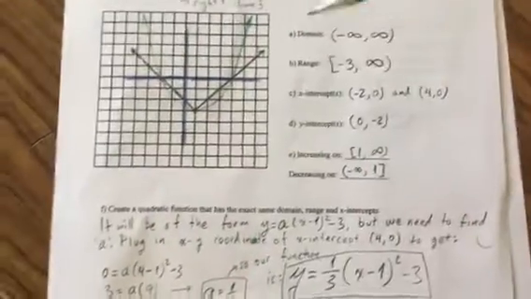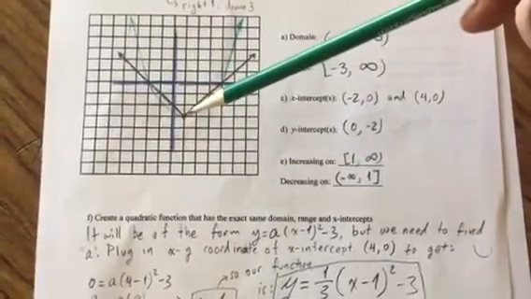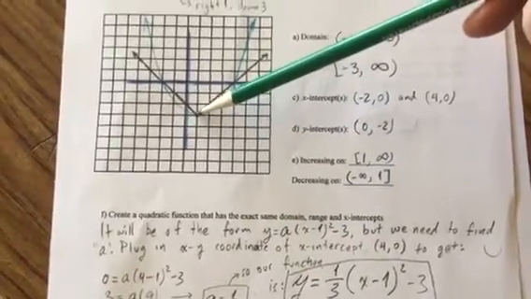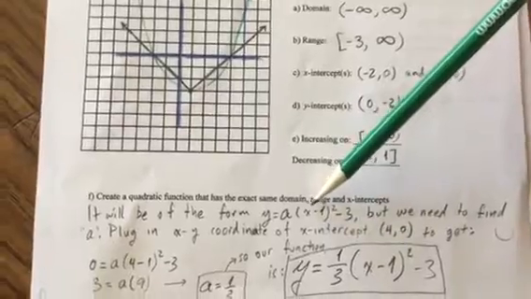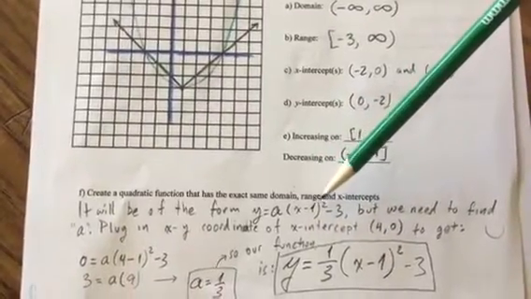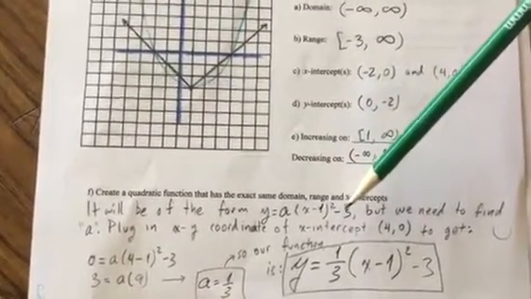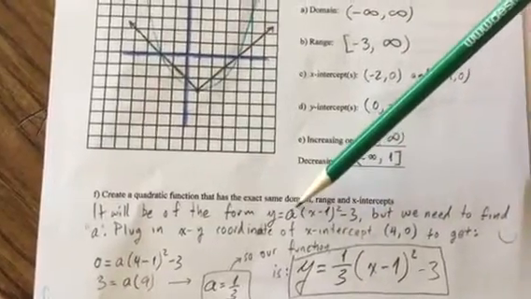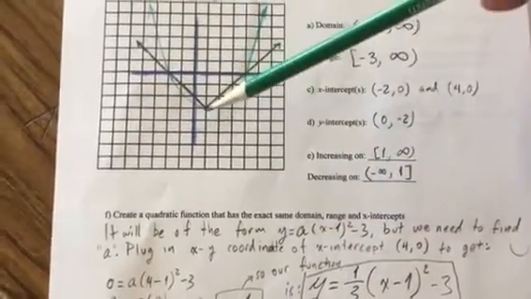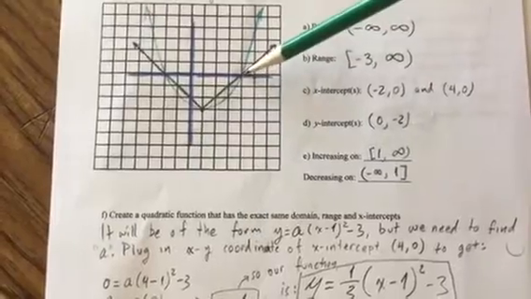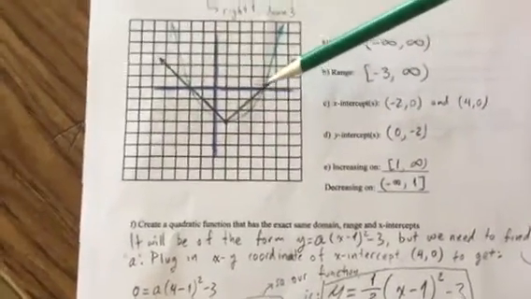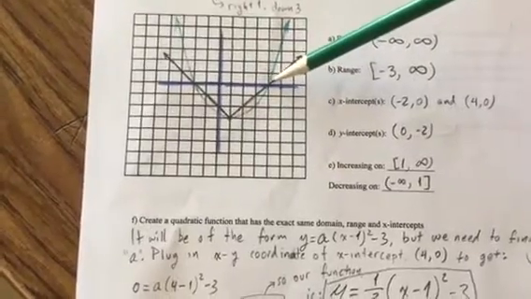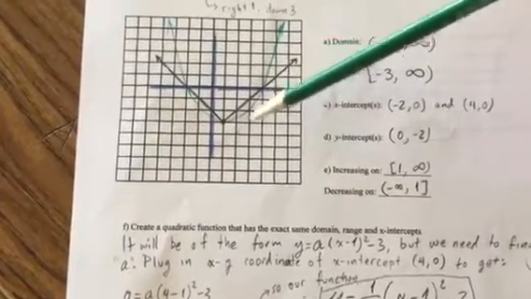If it's got the same range, however, that means it's got a minimum point right there. And so that means it must be of this form, this vertex form here, a times x minus 1 squared minus 3. And there's some stretch factor there that forces the parabola to go through these two x-intercepts, -2 and +4.